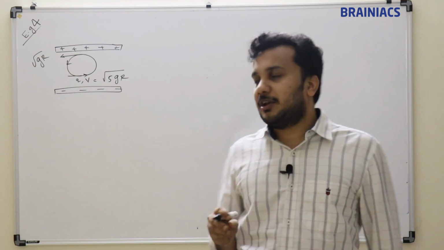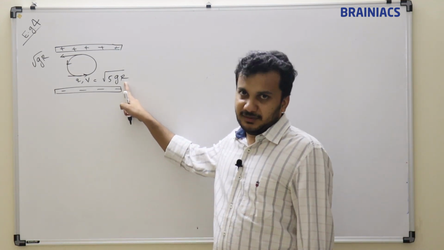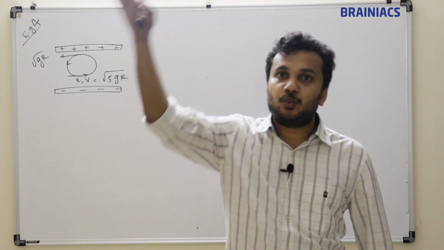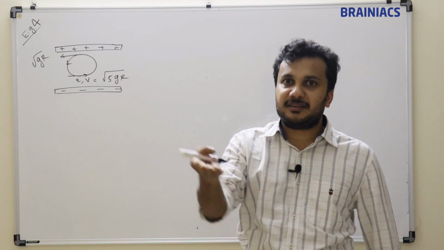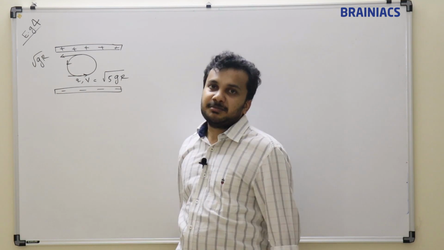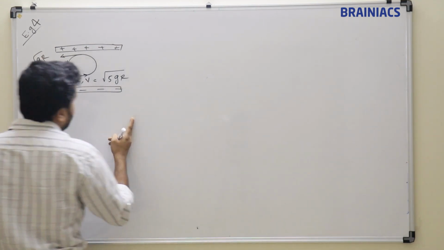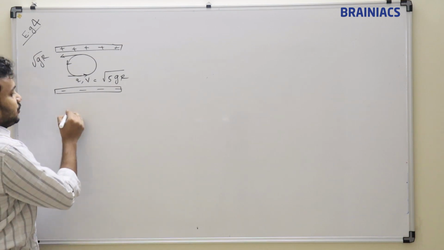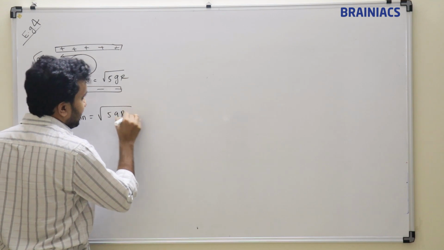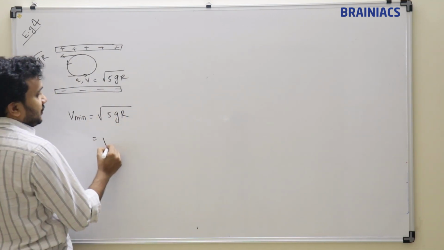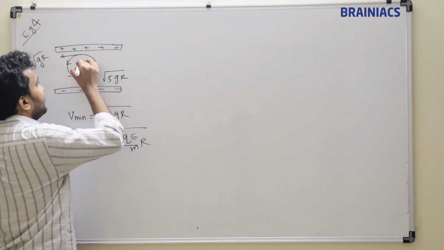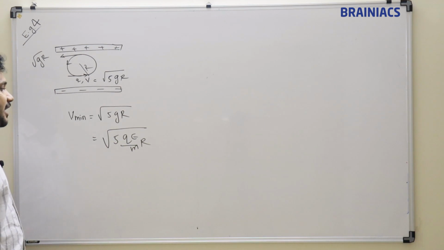So if I give a velocity of root 5gR at the bottom, then it is able to complete one full circle. It can cross the upper point and come back. So root 5gR is the minimum velocity. If you know this from first year, we can just substitute. So the minimum velocity required to complete the circular motion is root 5gR, where g is effective in a gravity-free area: root of 5 into QE by m into r, where r is the radius. This is in a gravity-free area.